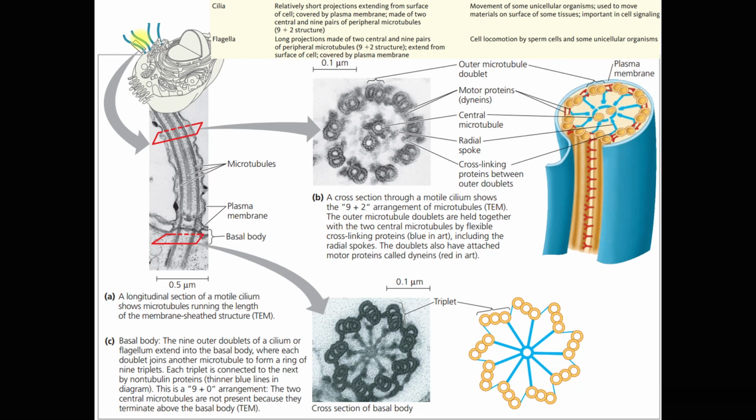Cilia are very important in the movement of some unicellular organisms, for example the Paramecium. They have many cilia. Those cilia enable the Paramecium to move from one location to another. Cilia are also important in cell signaling. Now flagella, not shown here again, are very important in the locomotion of the cell, as well as some unicellular organisms.